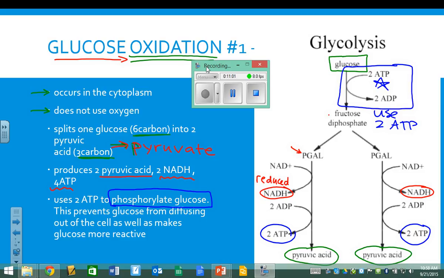It makes it so that it has to stay and do this process. So, if I make 4 and I use 2, the net result is 2 ATP. And that's a fairly key idea. If I take this whole process and I ask myself, what's the difference between what I had at the beginning and what I have at the end? At the end, I have 2 more ATP than I started with. Now, I actually made 4, but because I used 2 at the beginning, the net result is that there are 2.